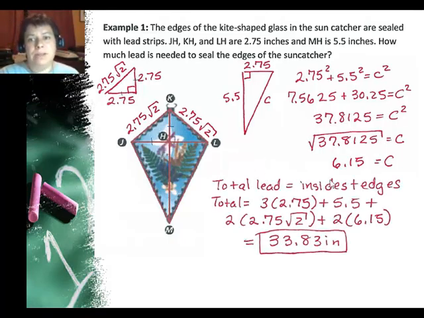So the total lead is going to be the insides plus the edges. So the total is going to be these three short pieces in the middle here, there, and there, plus the long inside, plus the two edges on the outside, the two short ones, and the two long edges. And when I calculate all of that, I get 33.83 inches.